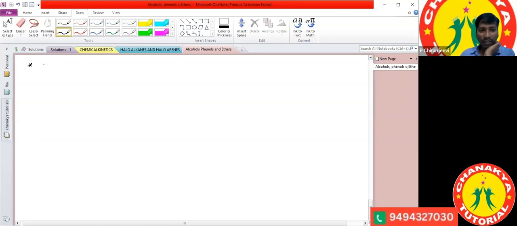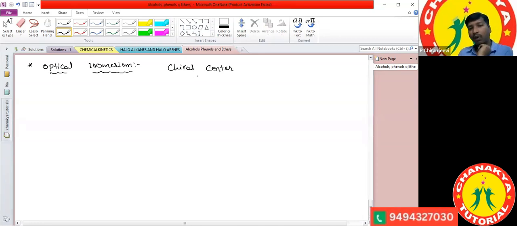Optical isomerism. Alcohols exhibit optical isomerism whenever they have a chiral center. Due to the presence of the chiral center, alcohols exhibit optical isomerism. Sir, what is an example of optical isomerism? Which alcohol exhibits optical isomerism? 2-butanol.